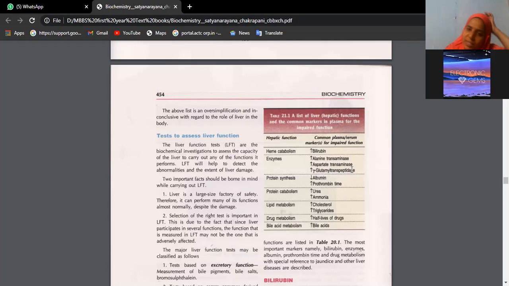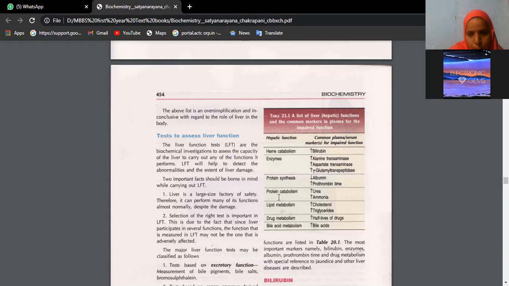We know liver is the seat for protein synthesis, that is plasma proteins, albumin and globulin. Suppose the liver is damaged, the albumin levels will fall in the blood, and the clotting factors are also synthesized by liver. So it causes increased prothrombin time. That means the clotting mechanism will not be fast.